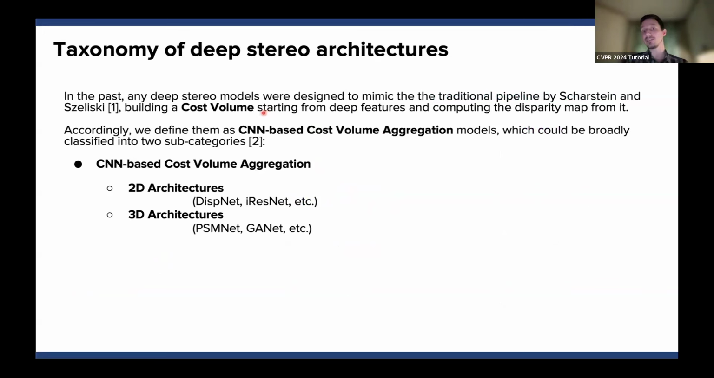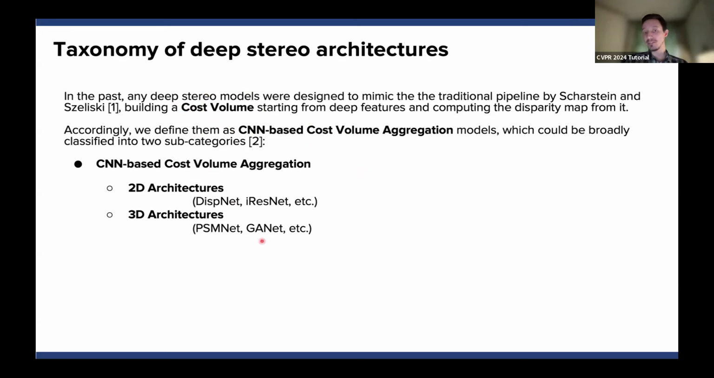volume, which is the very basic data structure that is usually built by a stereo algorithm to take into account the similarity or dissimilarities between the pixels on the left and the right image. And accordingly, the very first architectures until 2019 were based on this kind of cost volume. And depending on the way they built this cost volume, we could identify two main subcategories. We dubbed all of them as CNN-based cost volume aggregation models.